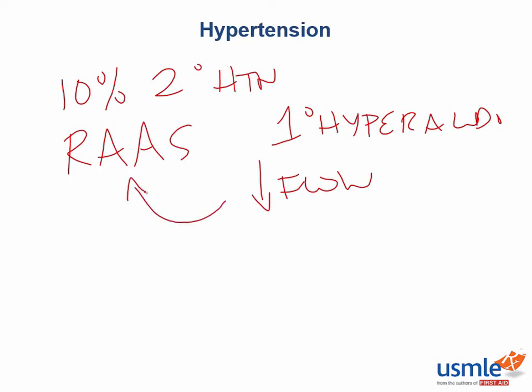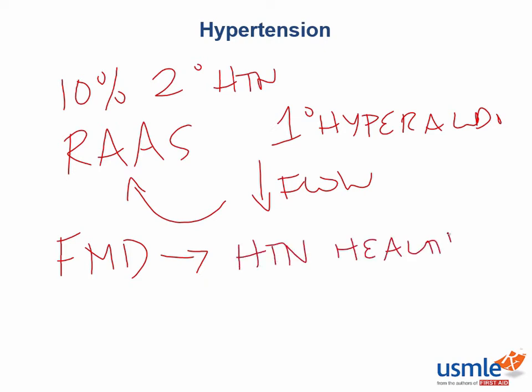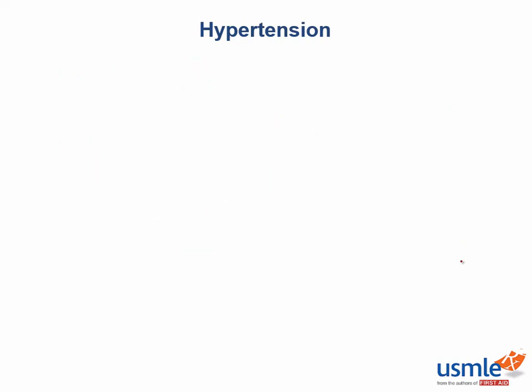Another extremely high yield disease associated with secondary hypertension is fibromuscular dysplasia. Why is it so high yield? Because this is a rare situation in which you'll see a healthy young woman have hypertension. So let's remind ourselves about the structure of the arterial wall before we discuss this disease.